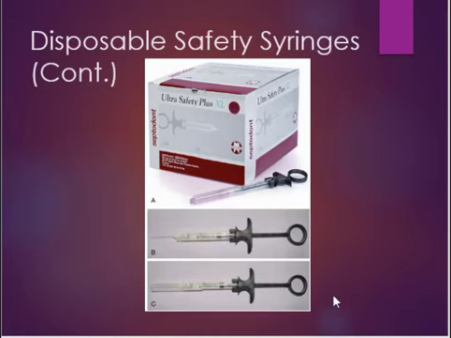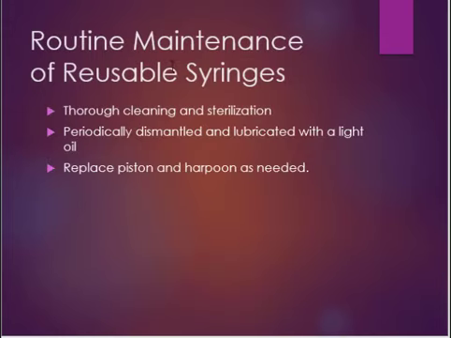Another thing to keep in mind is the entire syringe is going to be disposable. With the routine maintenance of reusable syringes, there needs to be thorough cleaning and sterilization. Periodically, they need to be dismantled and lubricated with a light oil. It's also good to look out for the need to replace the piston and the harpoon as needed. It's time to replace the harpoon if it readily disengages from the rubber stopper or if the harpoon is bent.